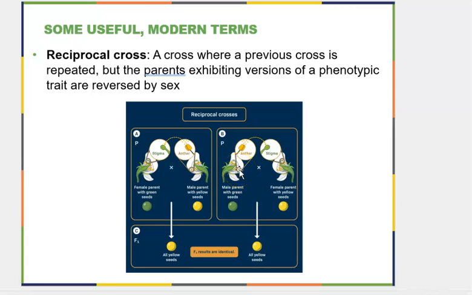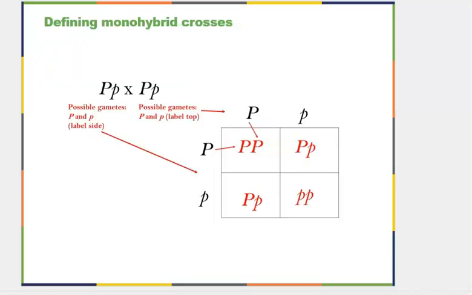A reciprocal cross is a cross where a previous cross is repeated, but the parents exhibit the opposite traits. So this, again, is plants. We're just looking at whether there's going to be a difference where the female has the characteristic versus the male. Does it matter if the female has the trait or the male has the trait? That is a reciprocal cross. These are just vocabulary.